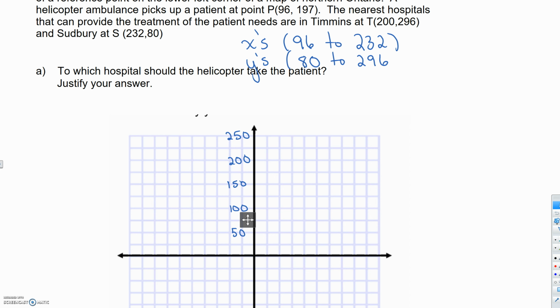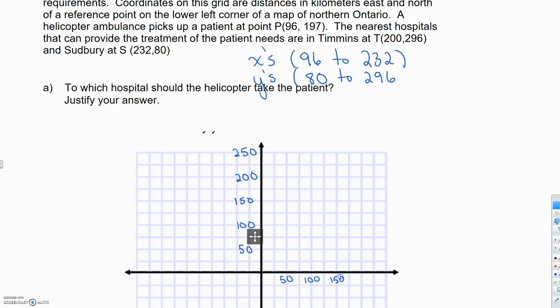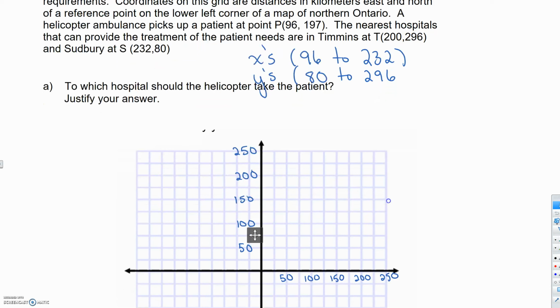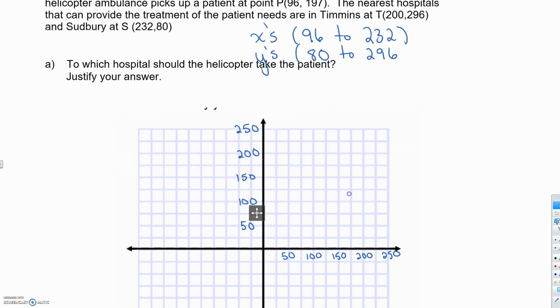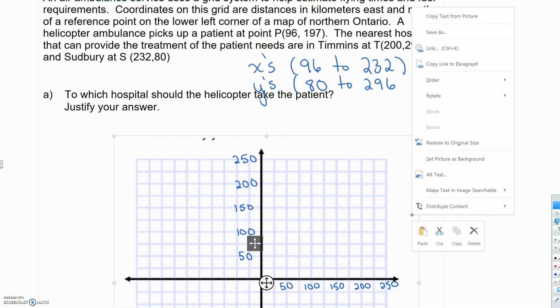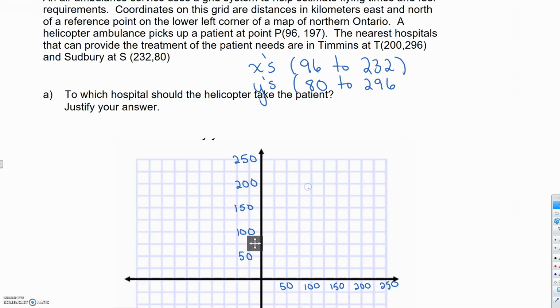Actually, x's go up to 232. So if I do the same thing over here, I'll be okay for my x's, but I won't be okay for my y's, which is not that much of a big deal if it's just one coordinate. So let's plot these points. 96 and 197. So point P is at 96, which is about here, and 197, which is about here. Okay. I mean, we're totally estimating this. Just put it as close as you think it is.